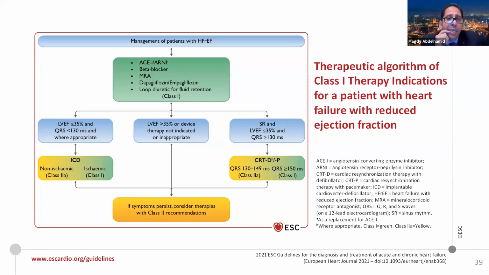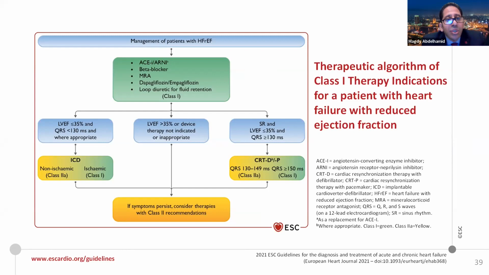So this is an interesting algorithm for management of heart failure with reduced ejection fraction: ACE inhibitor or ARNI, beta blocker, MRA, SGLT2 inhibitor, loop diuretics, and if the patient has ejection fraction less than 35% and QRS duration more than 130, he might be a candidate for CRT, CRT-D, and prevention of sudden death is very important.